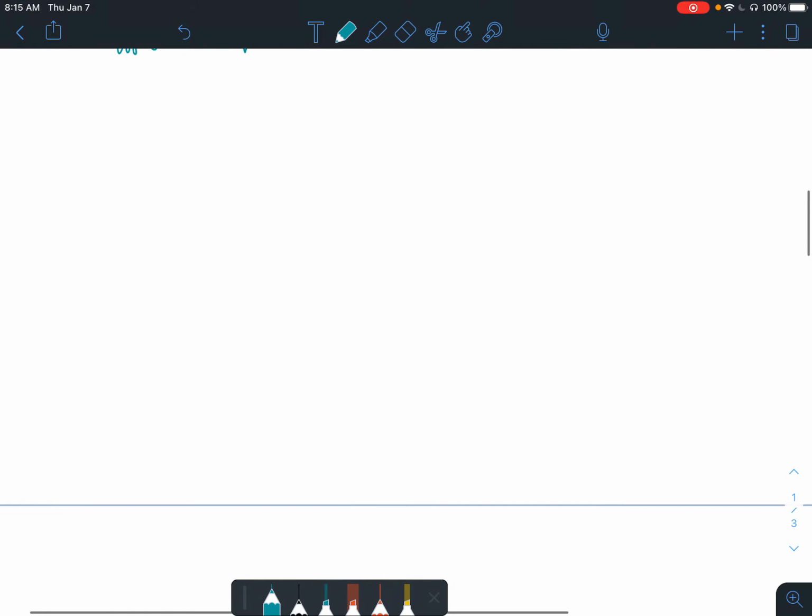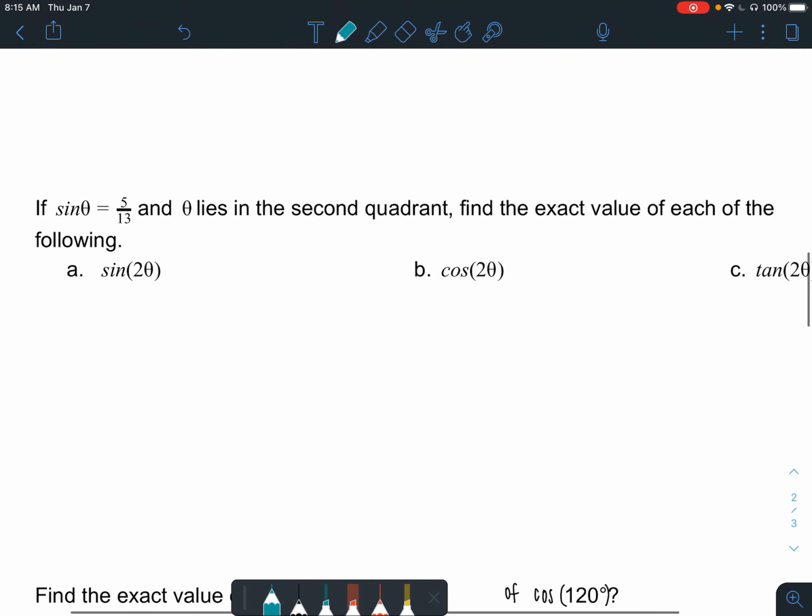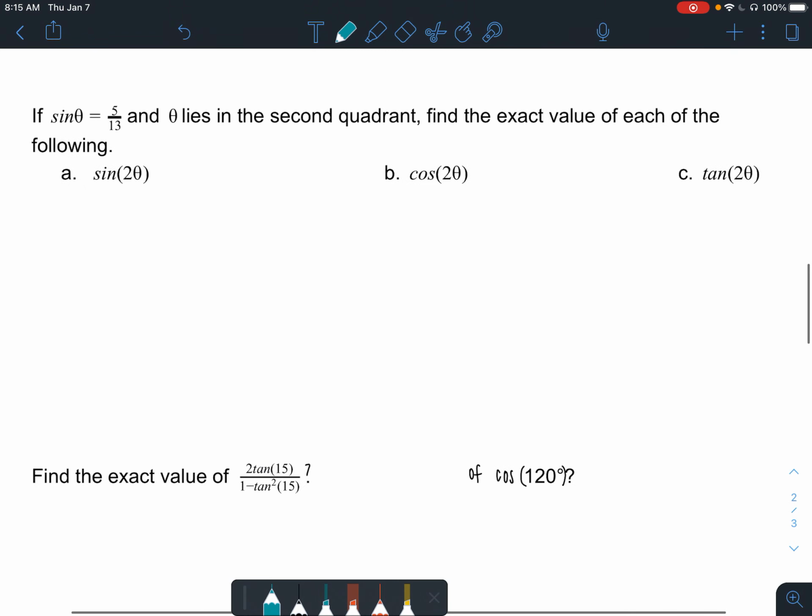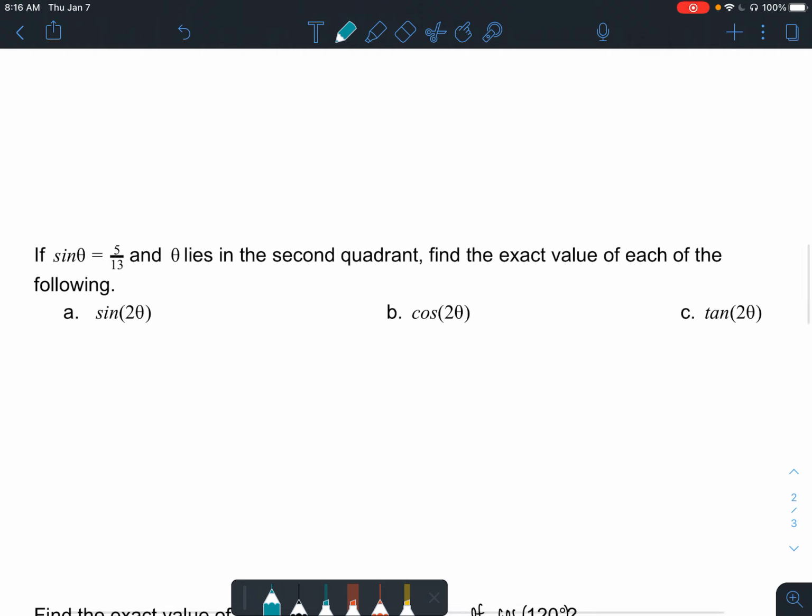Okay, so let's look at some actual problems. It says if sine of theta is 5 over 13 and theta lies in the second quadrant, find the exact value of the following. We're going to need to draw a picture because we don't just need sine, we also need cosine and tangent to solve all three of these. So let's go ahead and draw a picture up here. We're in the second quadrant, so draw our picture accordingly.